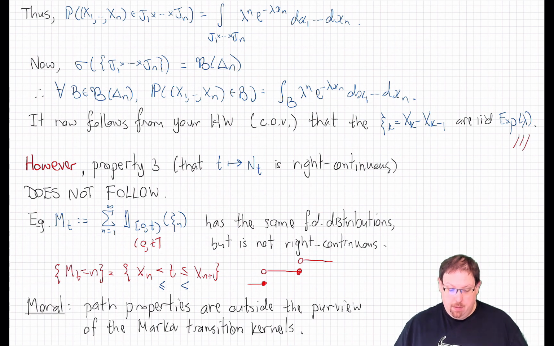So the moral of that long story there is that you can go a long way from the finite dimensional distributions. The transition kernels give you a lot of information about the process, but they cannot give you really delicate path properties like continuity or right continuity. Those path properties are outside the purview of the Markov transition kernels.